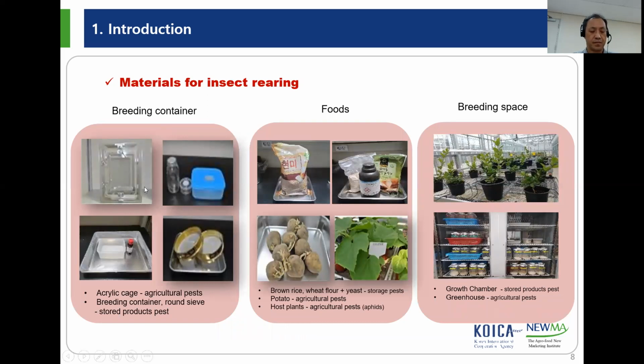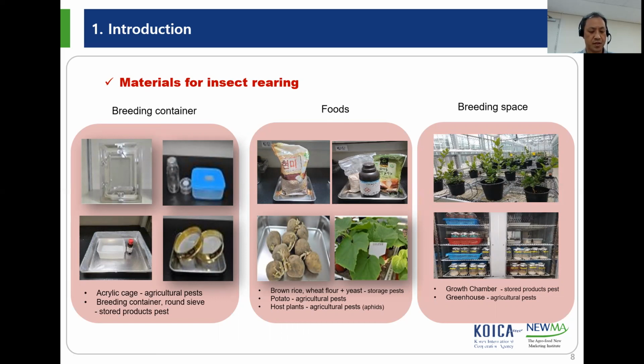Breeding containers, food, and breeding species are needed for insect rearing. Acrylic cages are needed for breeding agricultural pests. Containers such as glass bottles, petri dishes, and plastic bins are required for stored product insects. You also need a round sieve, with holes, to separate the insect from food.